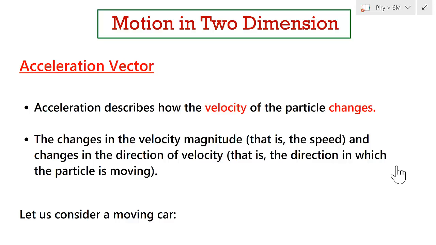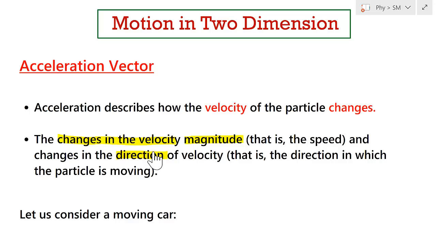Now the first question is, what is acceleration? Acceleration basically describes changes in a particle's velocity. Now velocity is a vector quantity. It has magnitude and it also has direction. So when I say change in velocity, this means it can change in magnitude or it can change in direction. So when there is a change in the velocity vector, then we say there is an acceleration.